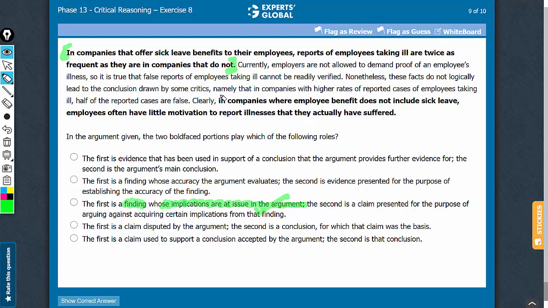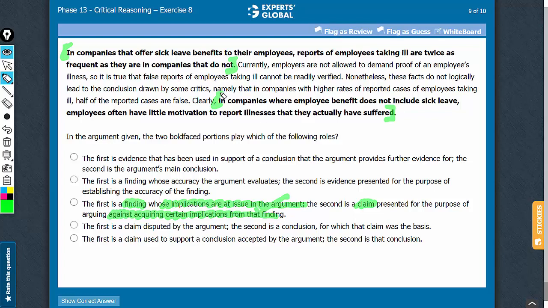The second is a claim. So see, this is an opinion. This is not a fact as such, and therefore calling this a claim would be alright. So the second is a claim presented for the purpose of arguing against acquiring certain implications from that finding, as in this finding here. So once again, this finding is likely to suggest that the cases reported are false, and the second boldface here makes a case for suggesting that the cases may not be false, or in other words, it cautions against acquiring certain implications from the finding stated in the first paragraph.